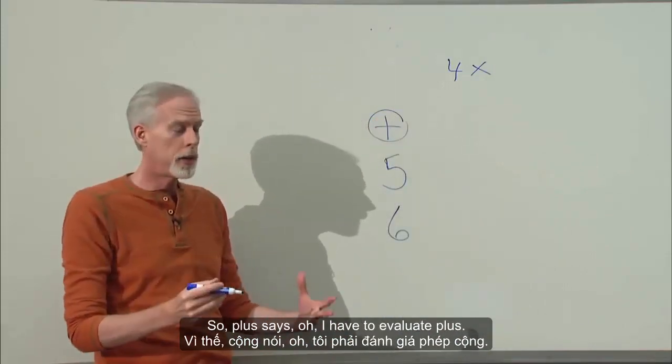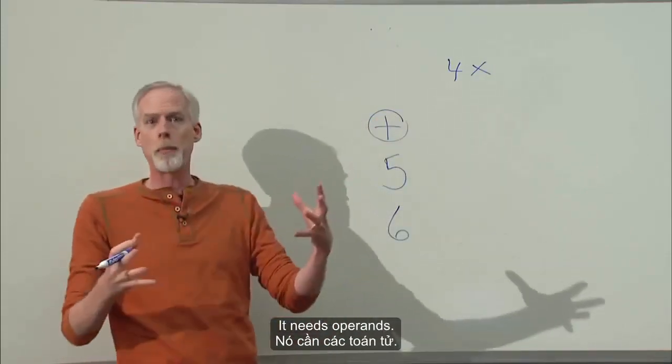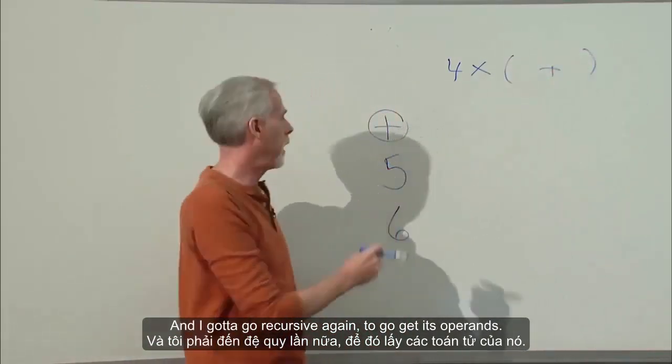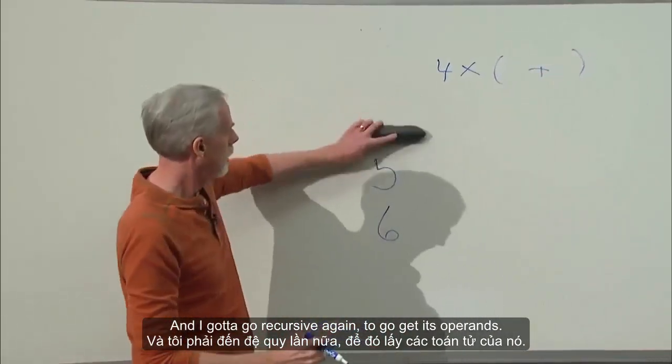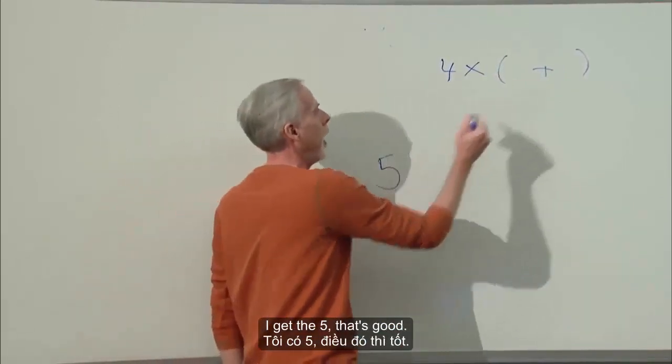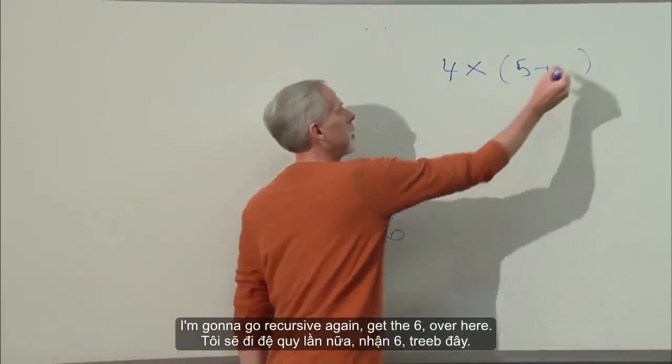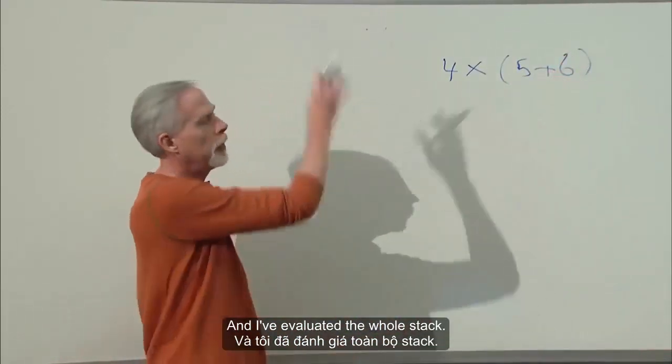Okay? So plus says, oh, I have to evaluate plus. It needs operands. So I come over here. I'm getting a plus. And I got to go recursive again to go get its operands. I get the 5. That's good. I'm going to go recursive again, get the 6 over here, and I've evaluated the whole stack.